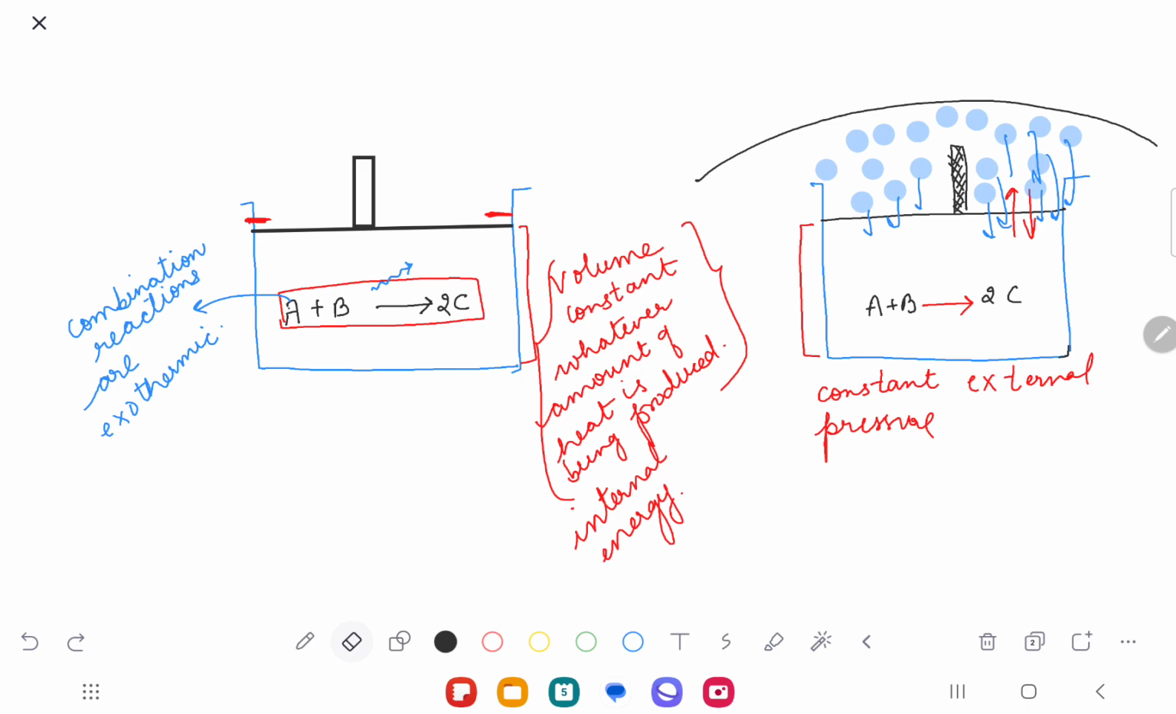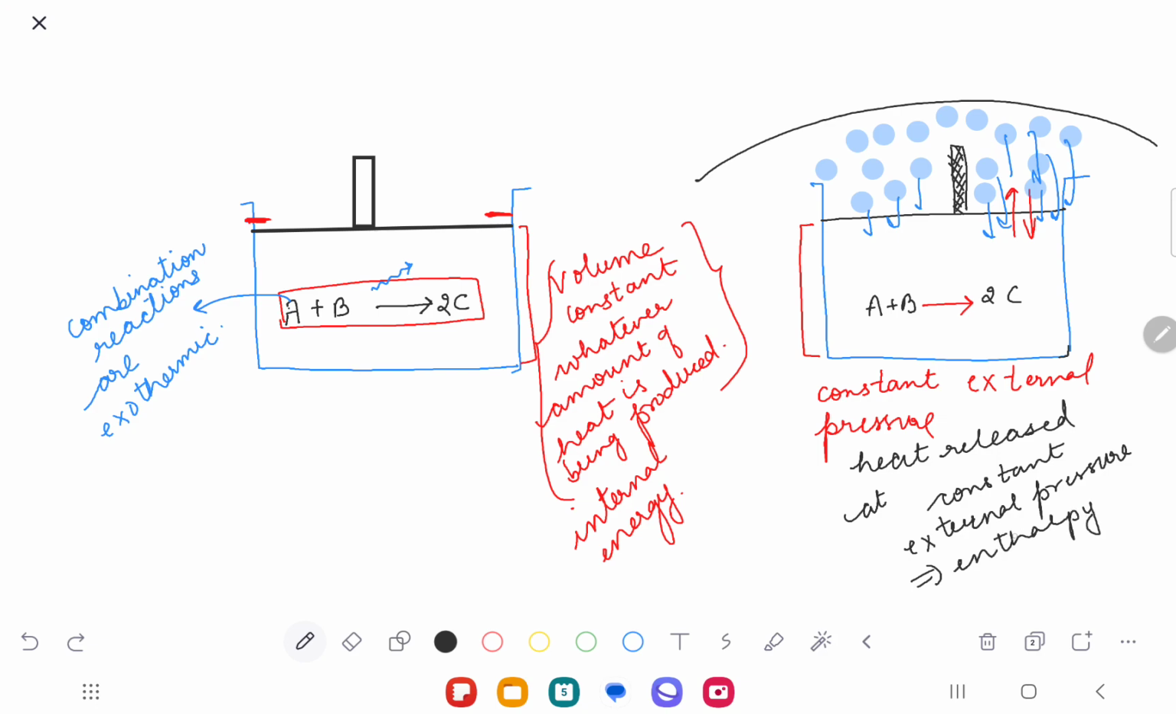So, when we are talking about the constant external pressure, the heat released at constant external pressure shall be called my enthalpy. So there's a difference between enthalpy and internal energy. Do you understand my point? Right.